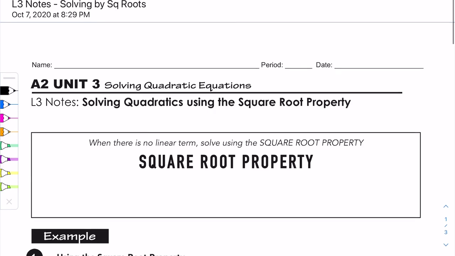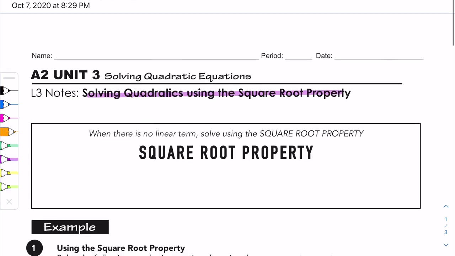Today's lesson is using the second method of solving quadratics, and this method is called solving quadratics using the square root property. Quick recap from the previous lesson.